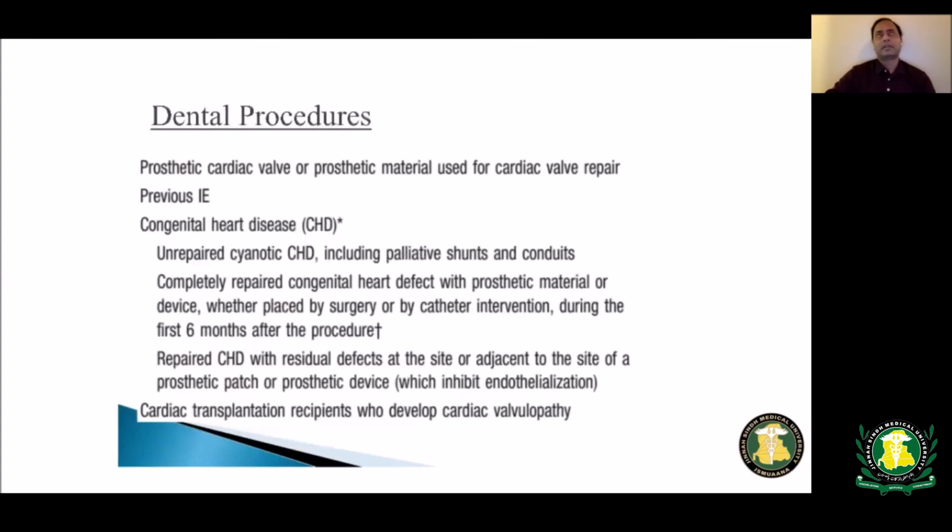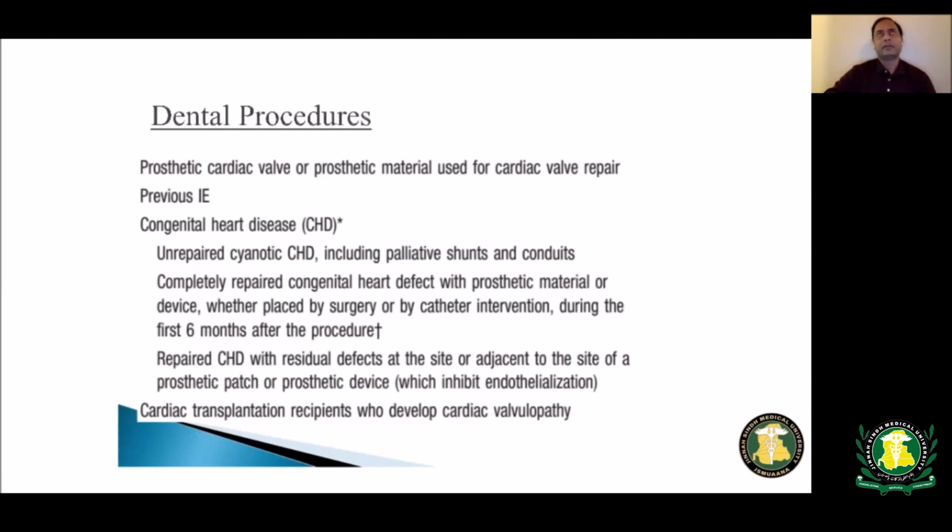Now, we always get calls about patients from the dentist, that the patient is going for a dental procedure, and do they need antibiotic prophylaxis. So any dental procedure which causes gingival or mucosal manipulation, even cleaning the teeth or implant of the teeth, which can cause manipulation in the mucosa of the mouth, they will require antibiotic prophylaxis if they have the following conditions.